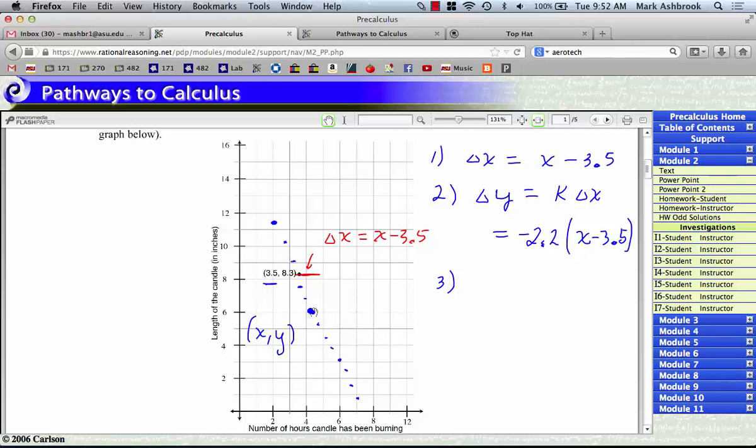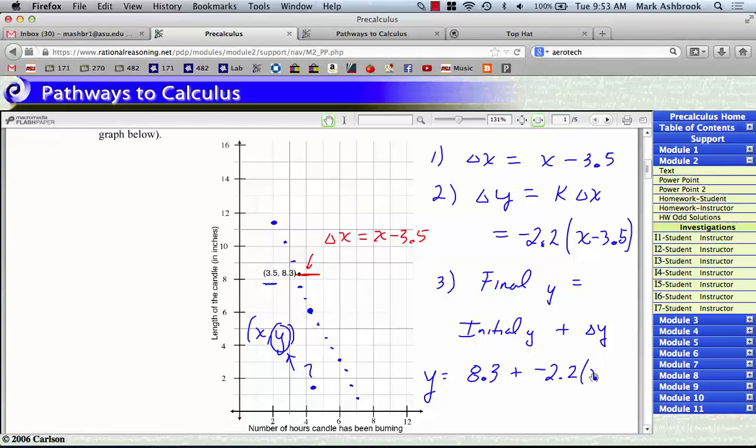Okay, final step. Our goal is now what? Our goal is really writing this. We want to know what that final y value is. Final y equals? What's the final y equal? Yes, sir. Almost. So we started with the initial, and then we apply the change, right? If you start with an initial value, apply the change, you're going to get the new value of y. So what was the initial value of y? 8.3. And what's our change in y? Negative 2.2 times x minus 3.5.